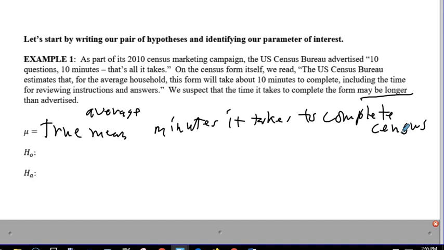Now, what are they telling us? They're telling us the mean is 10. It'll take 10 minutes. They suspect it's going to be longer than that. So the Ha is greater than 10. So you identify what the true mean is. Remember, the previous one we were doing the true proportion of. Now we're doing the true mean of, because we're dealing with means. It's the same format. Moving on.